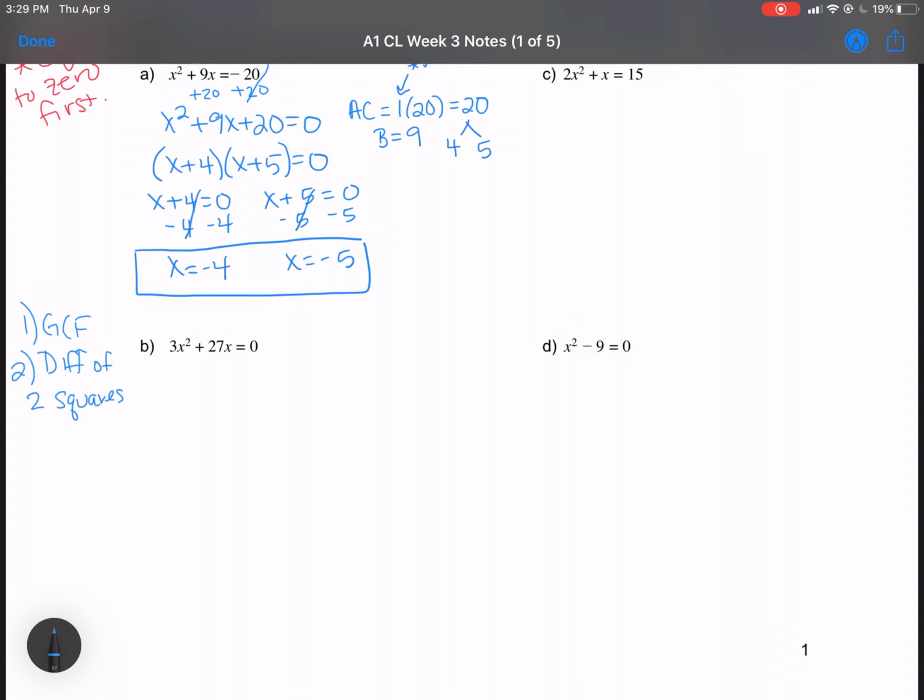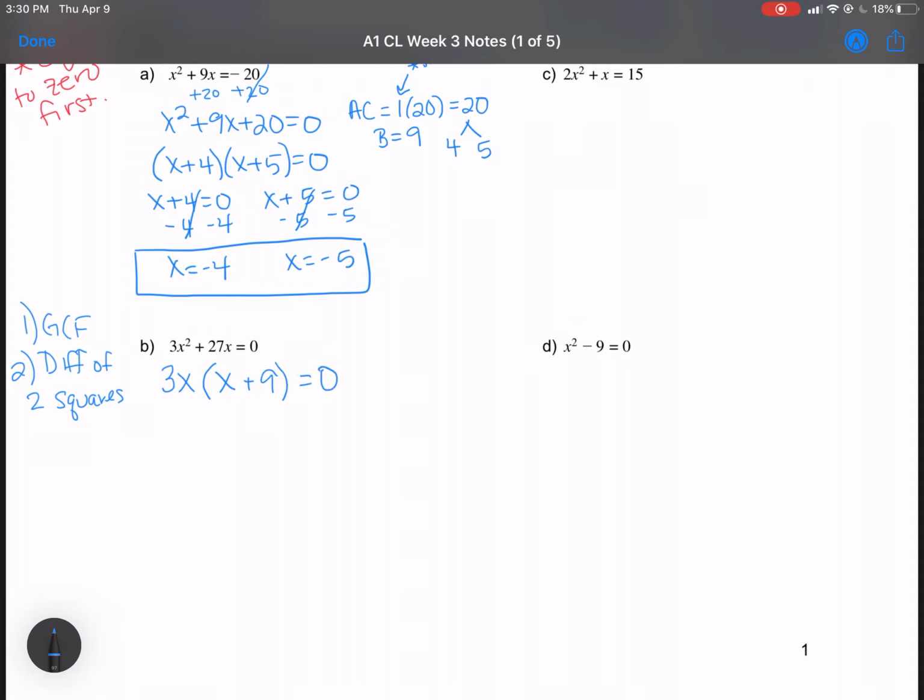Okay, so first thing check for GCF. So 3x squared plus 27x, they're both divisible by 3, and they both have an x in them. So we're going to factor that out. So 3x squared divided by 3x is x, and 27x divided by 3x is 9.